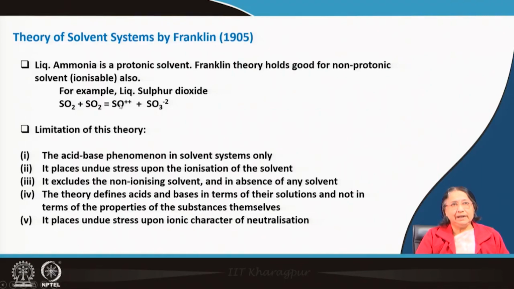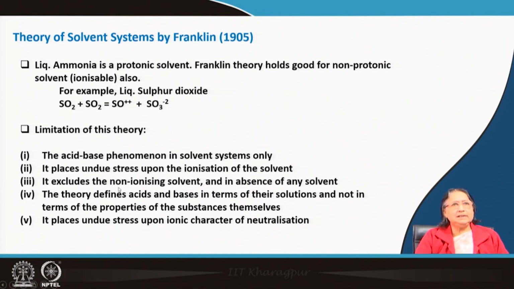Something which gives the cationic part of sulfur dioxide, that is the thionyl group, will be an acid, and something which will give in liquid sulfur dioxide the sulphite ion, that is nothing but SO3 minus 2, will be called a base. The limitation of the Franklin theory is that the acid base phenomena have been explained only in the solvent system, just similar to the Arrhenius concept.